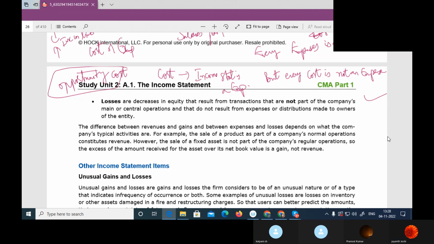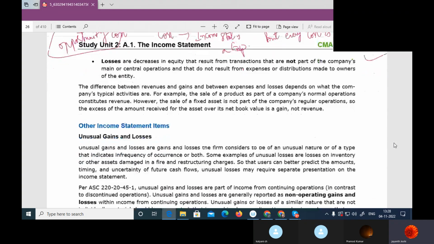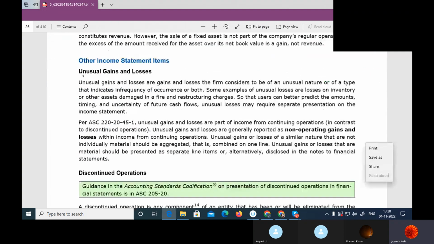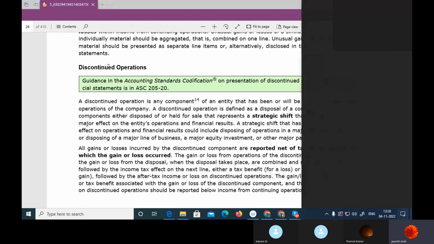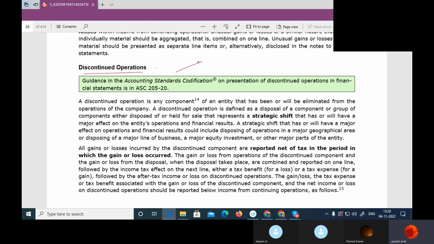Okay. Now, other income statement items, unusual gains and losses. Unusual gains and losses happen once in a while. That's what I said. It doesn't happen on a daily basis. Okay. What do you mean by discontinued operations? If you want to sell a business, you cannot sell that business directly. You have to first show that as held for sale category. What is that? Held for sale category, and then you can sell it.